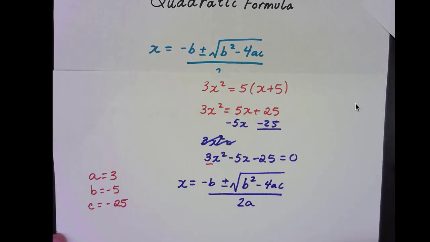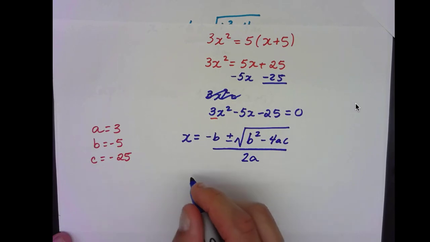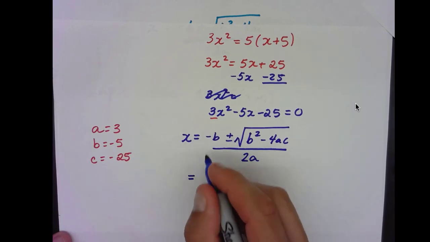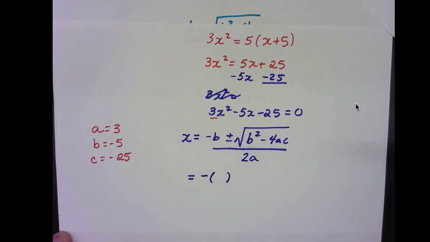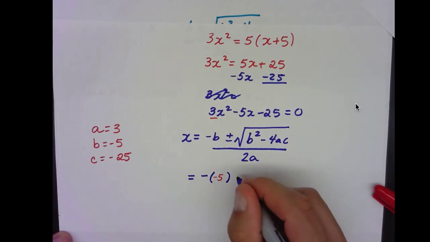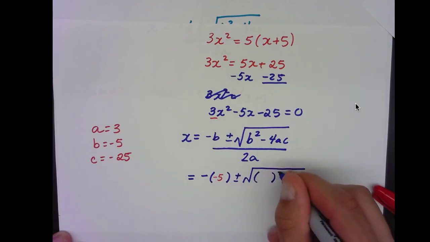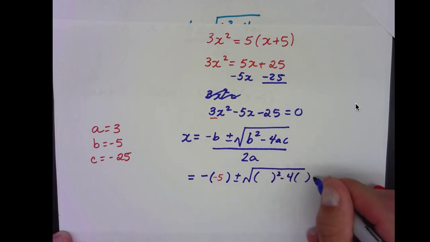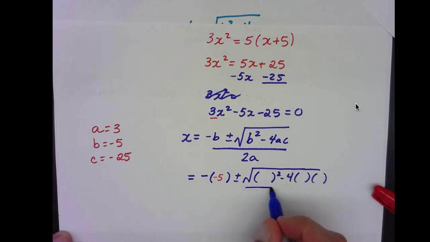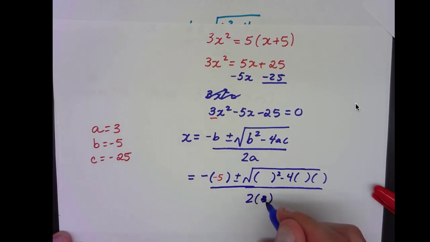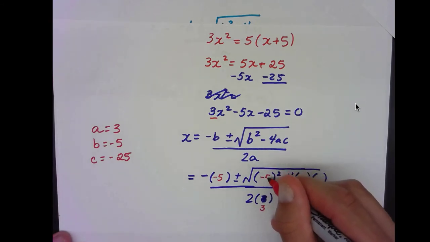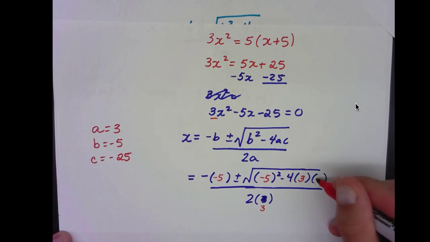There we go. So now it's plug and chug. That's all this is. Be careful. The opposite of my b value, negative 5. That's where a big mistake will be right there. Plus or minus the square root of b squared minus 4 times a times c, all over 2 times a. Oops, yeah, 2 times 3. Sorry. So b is negative 5, a is 3, and c is negative 25.